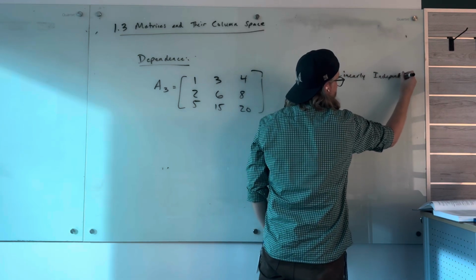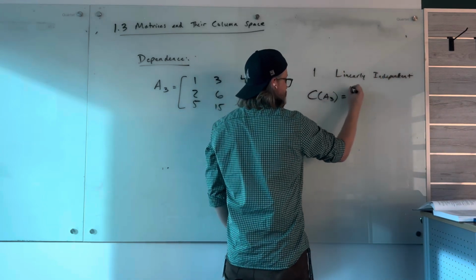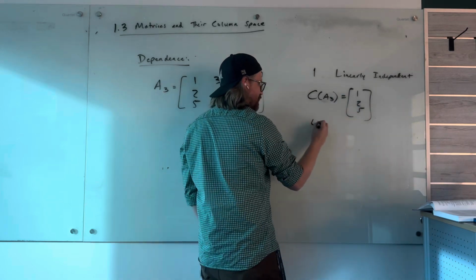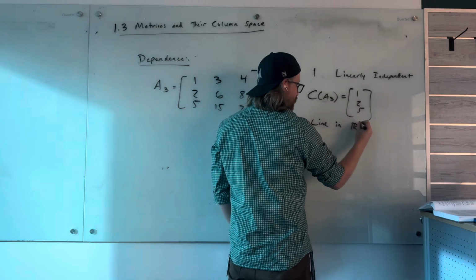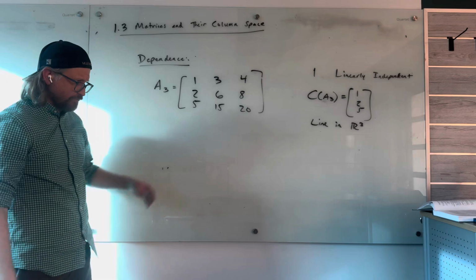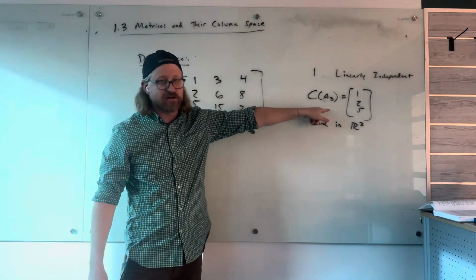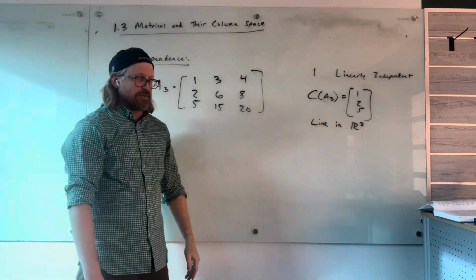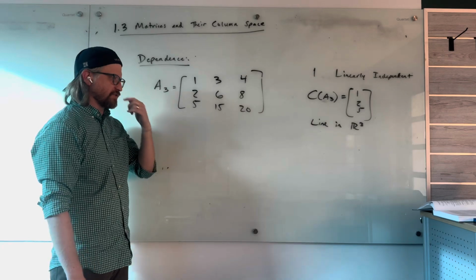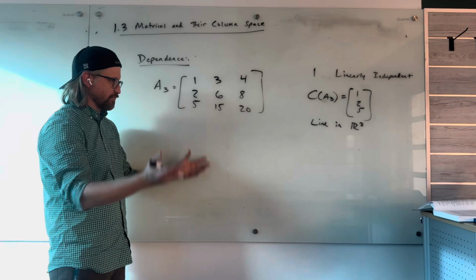Because of this, the column space of A3 is constructed of only one vector, 1, 2, 5. And what that's describing is a line in R3. So if I was to multiply a vector by A3, it's going to essentially give me any answer that is along this line, and only this line. It's the simplest case when it comes to these multiplications and linear independence, when you have that single vector, no matter the size of the space.